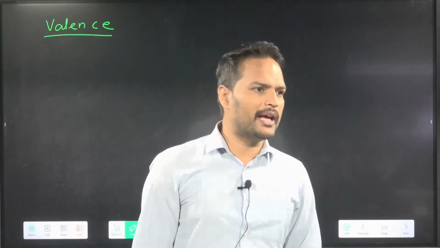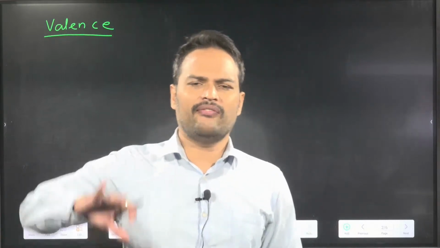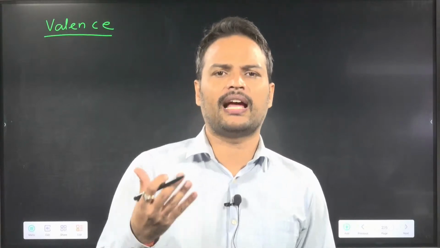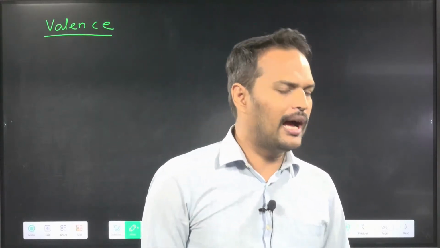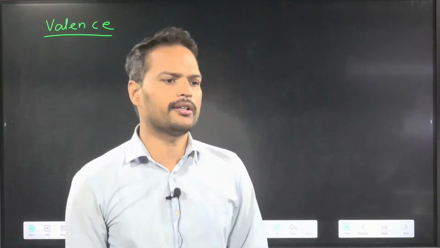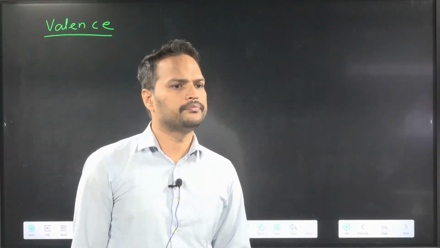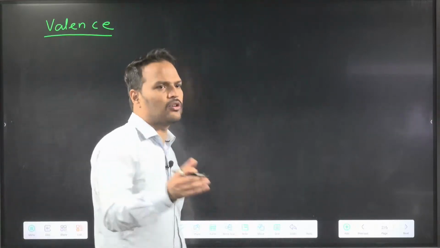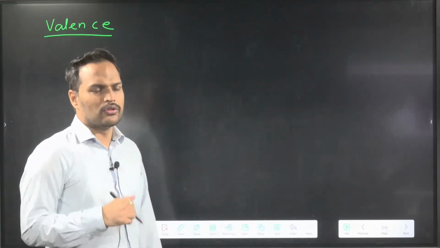Now what is the logic behind it? See, valency is a very old thing. It was mainly based on the fact that I have to complete my octet. Clear? Combining capacity means the main logic is that I have to complete my octet. So what is happening there?